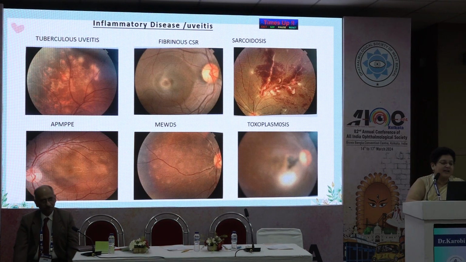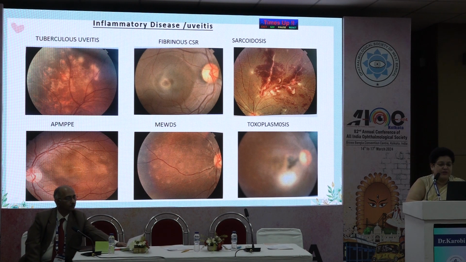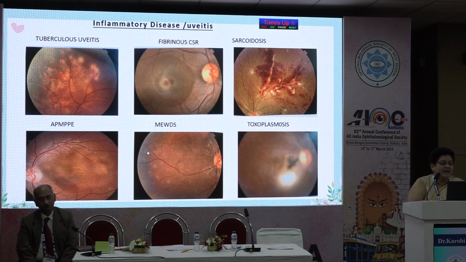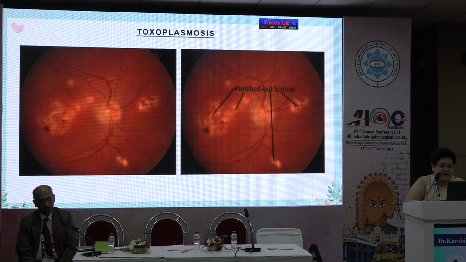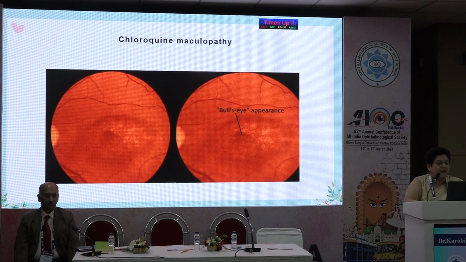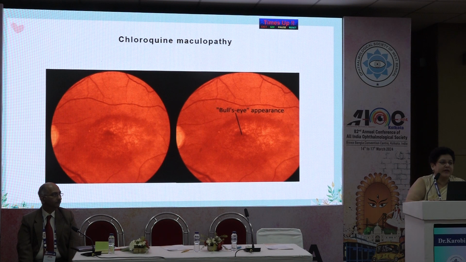Inflammatory conditions, again appearing yellow, but in the deeper plane. The FFA helps you to find out what it is and categorize it, because if you get a typical kind of fluorescein pattern, you know that you're dealing with this. And so, as well as the other conditions like the APMPPE, the MEWDS, and toxoplasmosis, where there is scarring, but in the initial phase, you just see it as a yellow blob. And this is old, and some scars are there, but there are some fresh lesions of toxoplasma, punched out lesions are there.